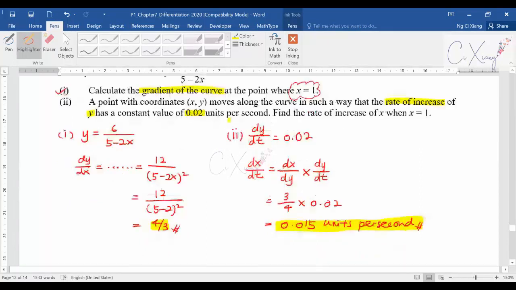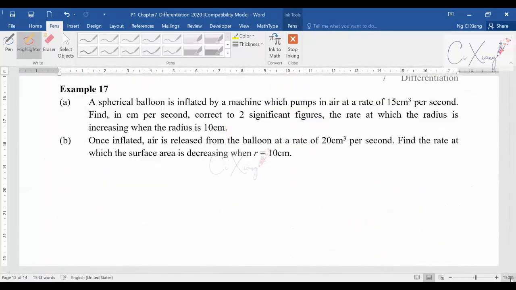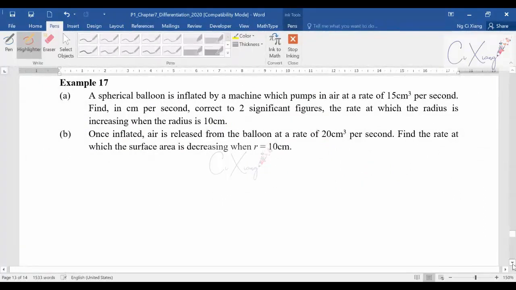Yeah, slightly harder one. Right, so we continue to example 17. Okay, so you are having a spherical balloon. So it is a sphere inflated by a machine which pumps in air at the rate of 15 cm cube per second. Okay, so you see the keyword rate. All right, so the air is pumped in. So for this sentence, I feel like I want to write out an equation for it so that I can use it later.